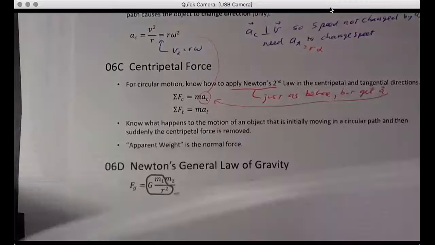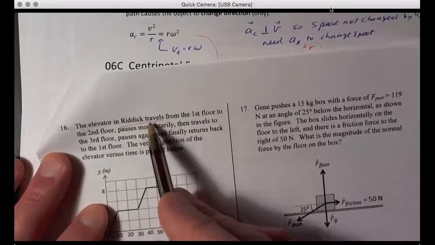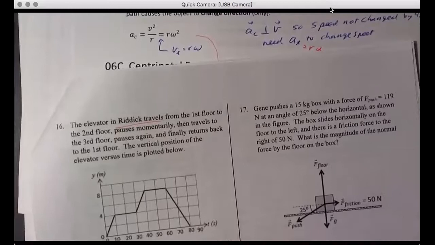This one here we didn't do. An elevator in Riddick travels from the first floor to the second floor. That's the physics building, even though we didn't have our class there. It pauses momentarily, travels to the third floor, pauses again, and goes back to the first floor. Vertical position is plotted below. Okay, what's the instantaneous speed? That's the slope.